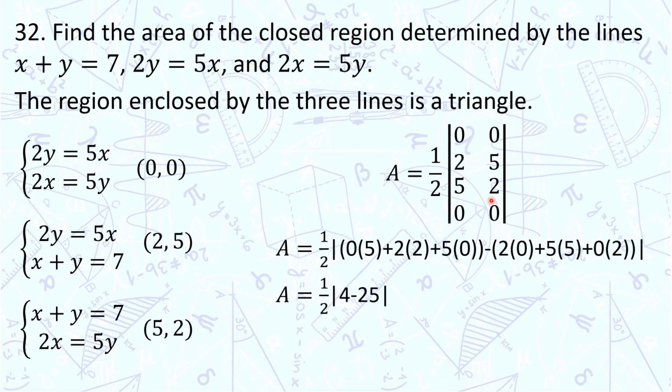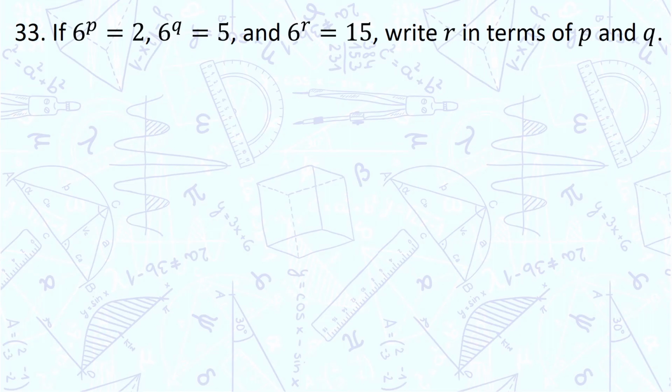So we have 1/2 of the absolute value of negative 21. Therefore, the area is 10.5 square units. Next, number 33. If 6 raised to p equals 2, 6 raised to q equals 5, 6 raised to r equals 15, write r in terms of p and q.